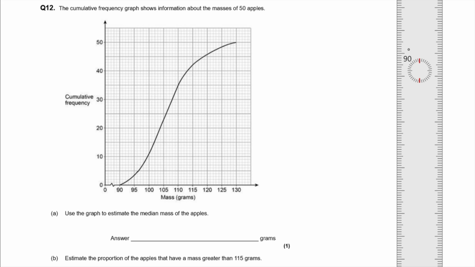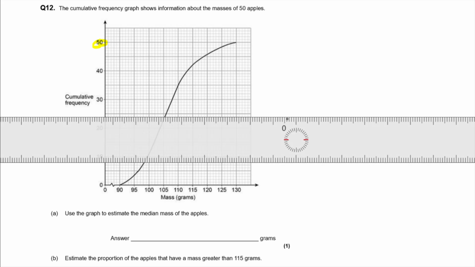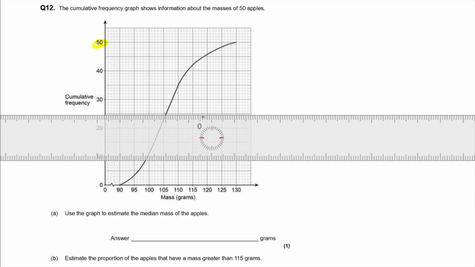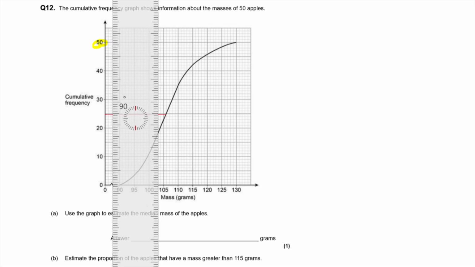Question 12. The cumulative frequency graph shows information about the masses of 50 apples. Use your graph to estimate the median mass of the apples. Well, the median mark is going to be halfway through. I've got 50 values here, so half of 50 is 25. So I'm going to look across from 25 until I get to my graph, and then I'm going to look down. Okay, so my median is going to be here at 25. So the same as last time, read across until I hit the graph, then change directions, and then read down.